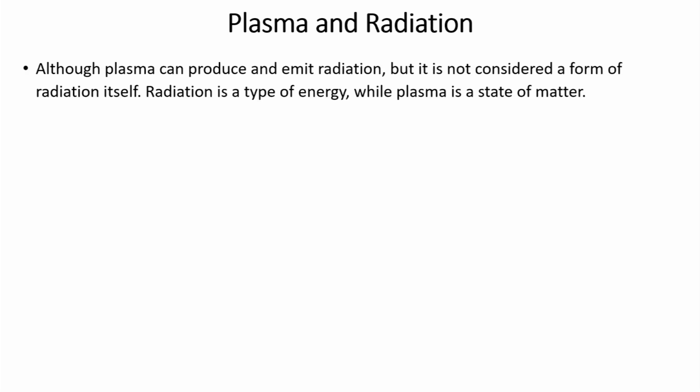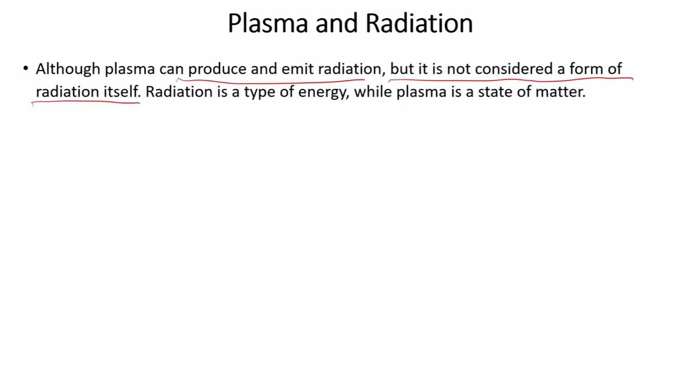Although the plasma can produce and emit radiation, it is not considered a form of radiation itself. As we have seen, these processes are basically slow processes, so you cannot expect a very high fluctuation of the magnetic field, that is, temporal variation, that could produce an electric field and radiation. That is why we cannot call plasma itself a radiation, because radiation is a type of energy whereas plasma is a state of matter.